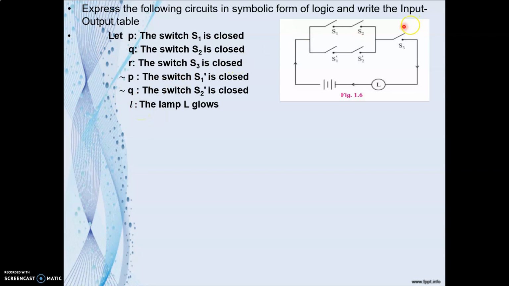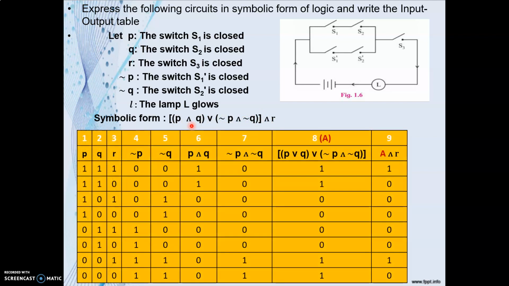Now the symbolic form of this: here S1, S2 are arranged in series, S1 dash, S2 dash are arranged in series, but these two sets are arranged in parallel. So first this is P and Q, that you will put inside one bracket, or negation P and negation Q, again inside one bracket, and all four switches are connected in series with this one. So you have to write and R here. So this one you can put inside a closed bracket. Now the symbolic form is written over here.